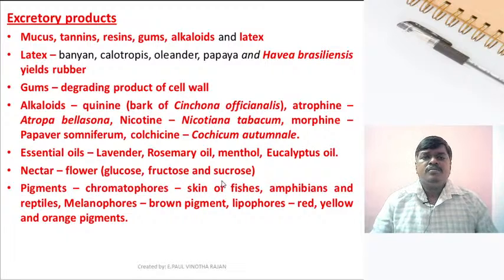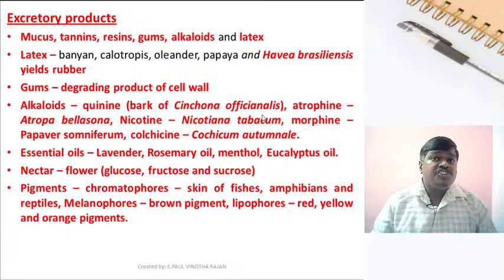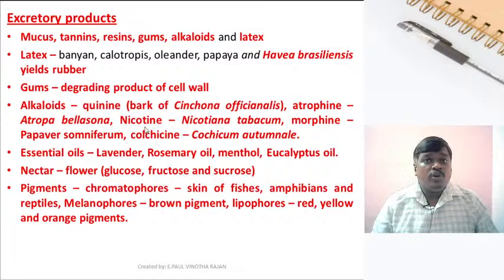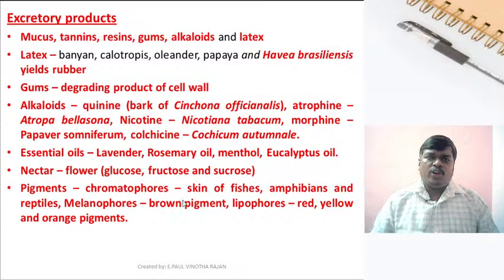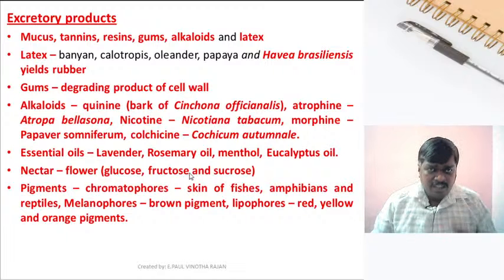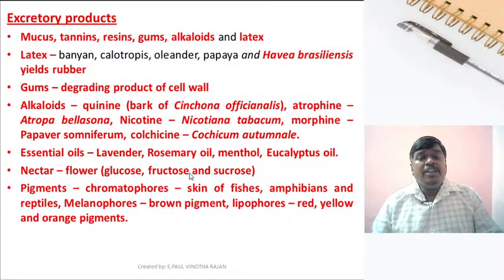Alkaloids. Quinine is an alkaloid which is extracted from the bark of the Cinchona officinalis plant. Atropine, from Atropa belladonna. Nicotine, from Nicotiana tabacum. Morphine, from Papaver somniferum. Colchicine, from Colchicum autumnale. These are all plants that produce alkaloids. The colchicine is used to induce doubling in chromosomes.